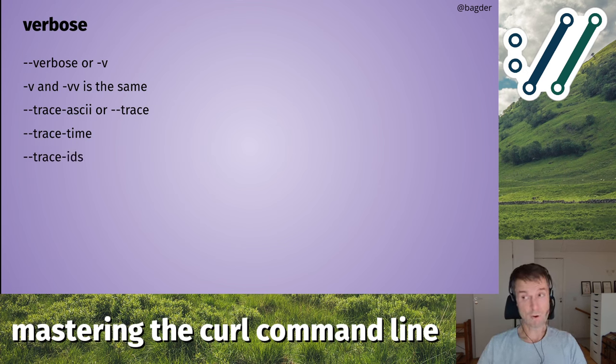And then a recent newcomer in the family is the trace IDs. That's also a prefix to the verbose output lines, with the transfer ID and connection ID, to help you identify which transfer and which connection the different verbose logging lines concern. Try them out, you'll see. The trace IDs are particularly good when you do parallel transfers. Trace time is particularly good when you want to identify what in a certain procedure is taking a lot of time or is not taking a lot of time, and so on.